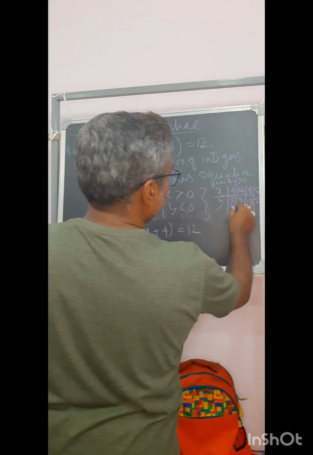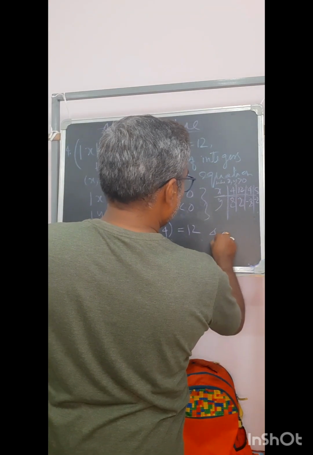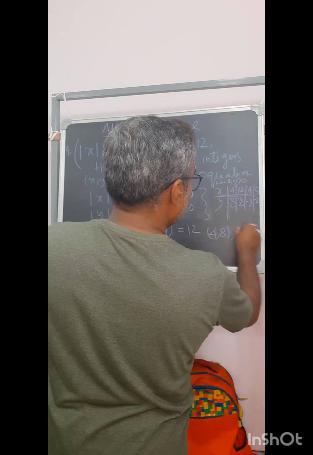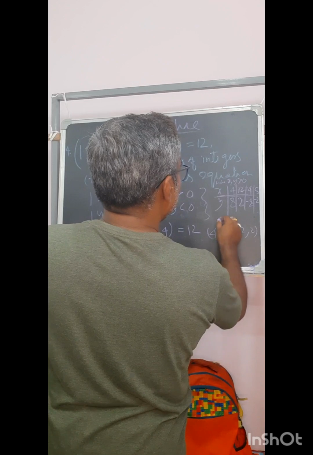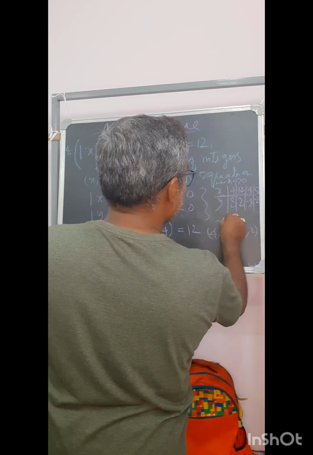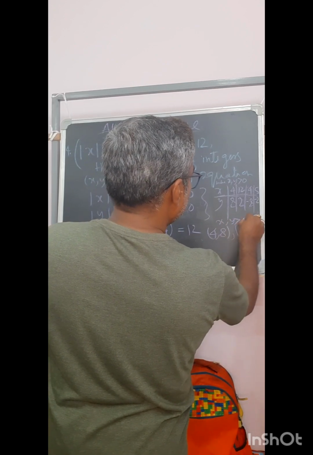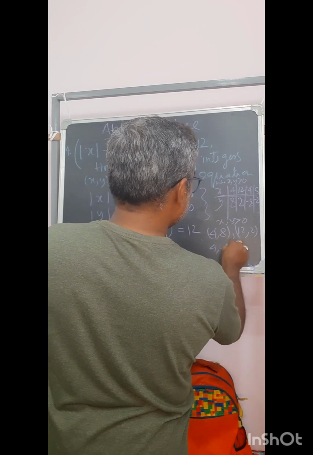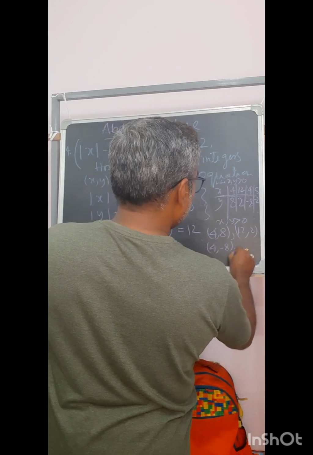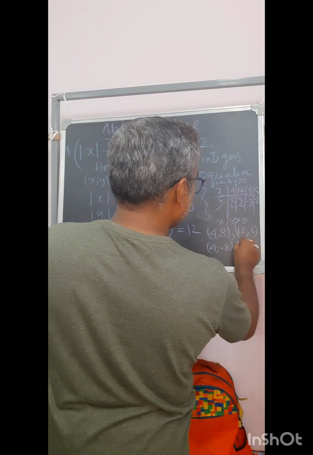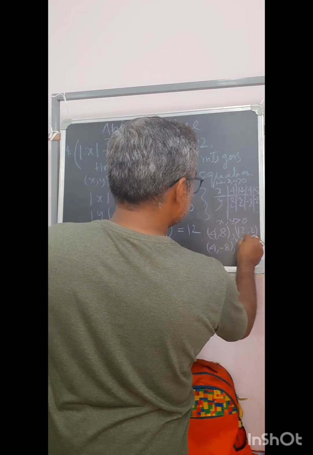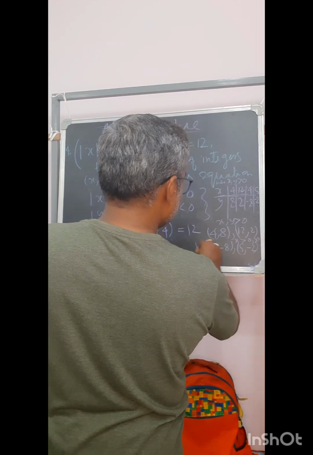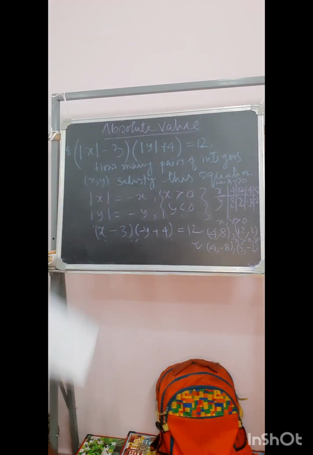So there are 4 solutions: 4, 8, and 12, 2, for this condition, x and y greater than 0, and 4, minus 8, and 5, minus 2, for that, x greater than 0 and y less than 0. So these are the solutions for this equation.